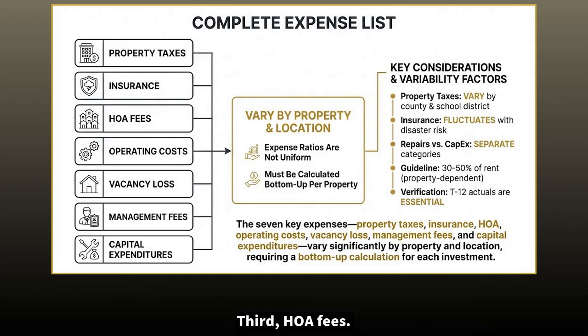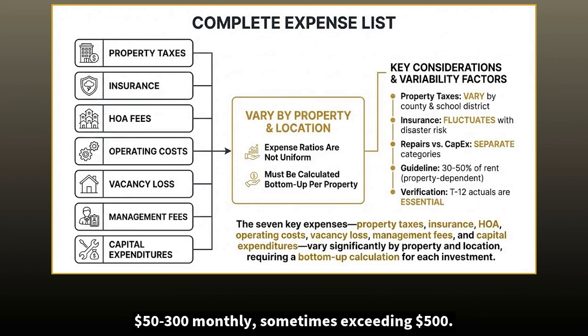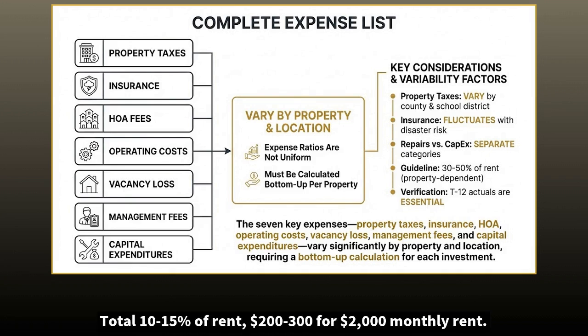Third, HOA fees. Unavoidable for condos and townhouses. $50 to $300 monthly, sometimes exceeding $500. Fourth, repairs and capital expenditures. These are different things. Repairs are routine maintenance, fixing faucets, repainting. Capital expenditures are major replacements. Roof, HVAC, plumbing, electrical. Many investors reserve 5 to 10% of rent for repairs. Reserve another 5 to 10% for capital expenditures. Total 10 to 15% of rent, $200 to $300 for $2,000 monthly rent.